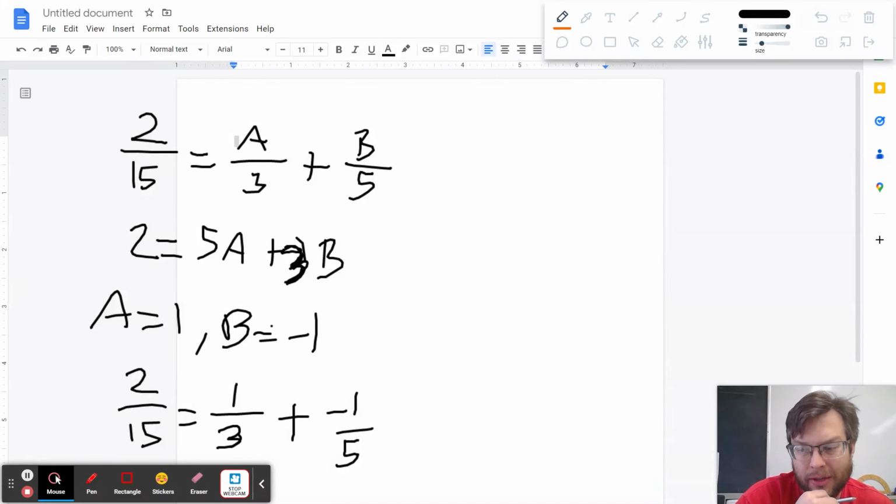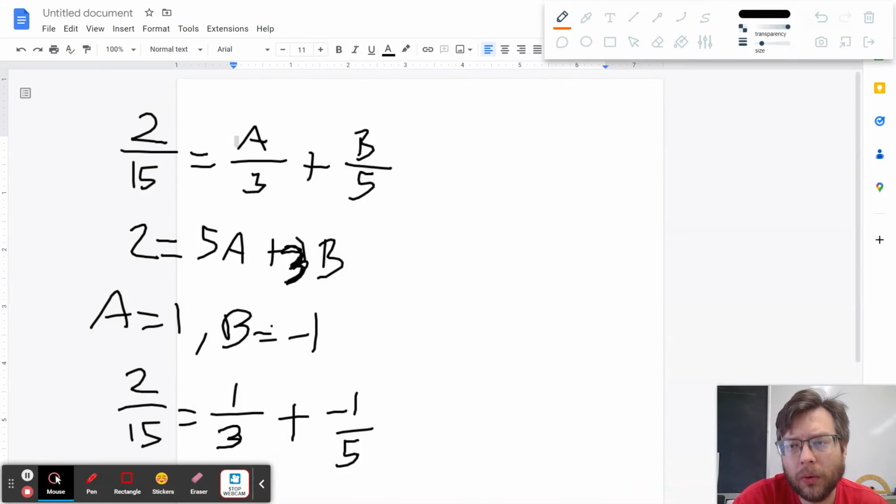You could also practice by writing down a random fraction. There was nothing special about 2/15. The only thing was that I didn't choose a prime number as the denominator. So any composite number works, and you should be able to decompose it into its two partial fractions. So that's the idea here.